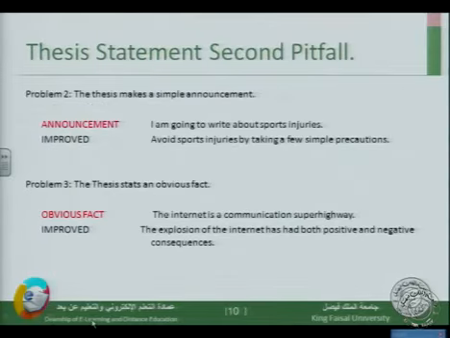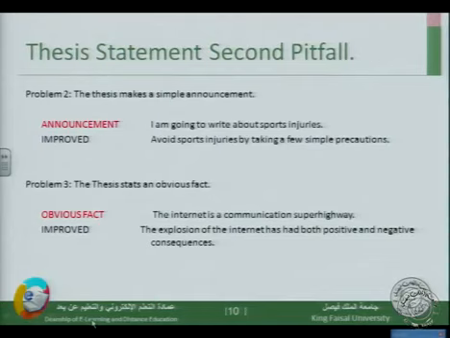The second pitfall is a thesis statement making a simple announcement. For example, many people write, I am going to write about sport injuries, I'm going to talk about something. This is actually a very weak thesis statement. This is an announcement. Instead of saying I'm going to write about sport injuries, you can say avoid sport injuries by taking a few simple precautions. In your body paragraphs, you are going to talk about these few simple precautions.